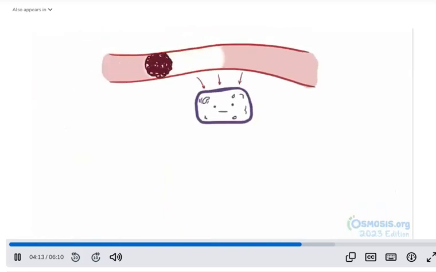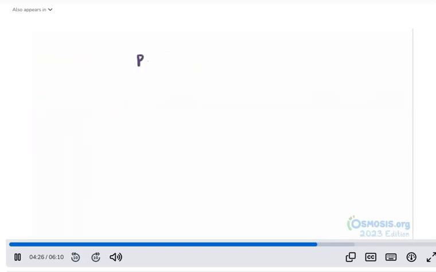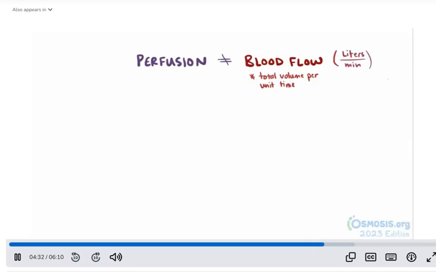So if blood flow to an organ is blocked all of a sudden, a super important concept to keep in mind is called time to reperfusion. This refers to the importance of reestablishing perfusion to the affected organ before the cells die and the ischemia becomes irreversible. Remember that perfusion and blood flow are slightly different. Blood flow is the volume of blood flowing per unit time, like liters per minute. Perfusion is like a measurement of how much blood is flowing to a chunk of tissue per time. So it might be given in liters per minute per gram of tissue.